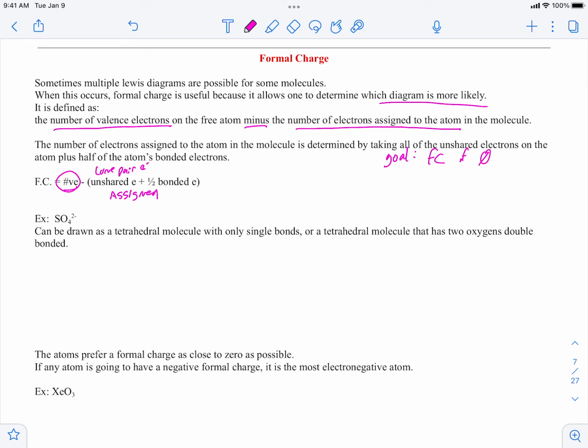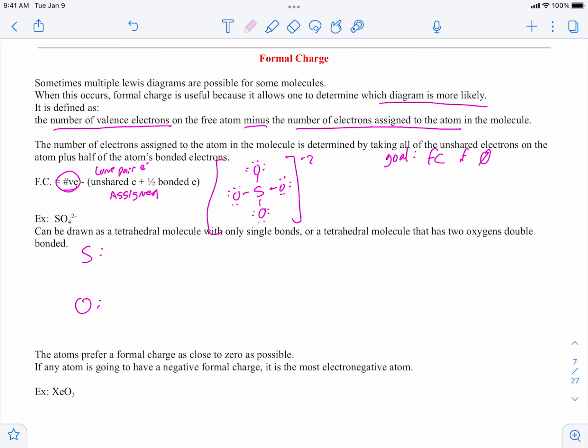So we drew SO4 2 minus yesterday. We drew sulfate yesterday, and when we drew it, it looked like this. Based on what I taught you, this is entirely correct because you're just following the procedure. We said that's sulfate. But is it really? So let's go ahead and assign formal charge to each of the elements present. We have two elements: sulfur and oxygen.